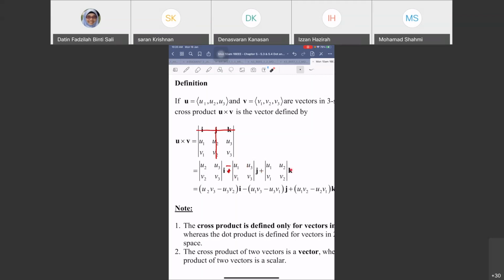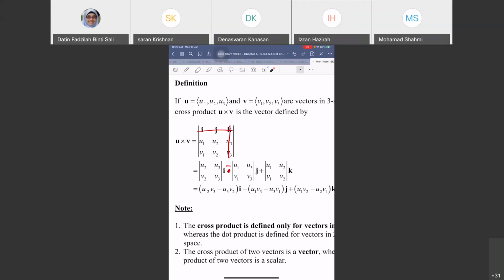The last one is for the k vector: you cover the first row and the third column. This is the minor from last time, so you have u1, u2, v1, v2. Why is it that there is a minus in between? You have a positive i, minus j, plus k.